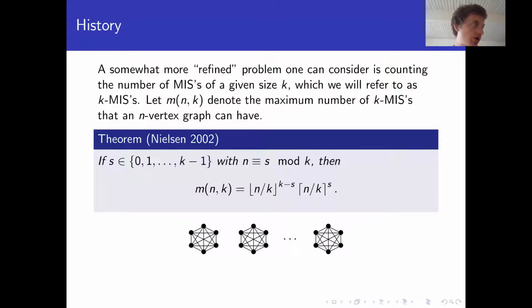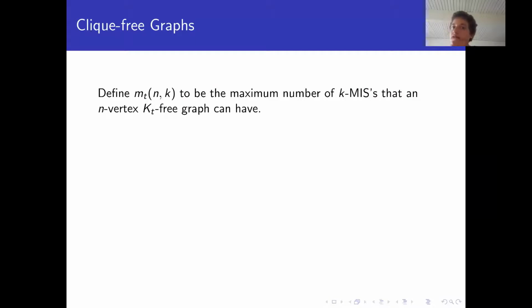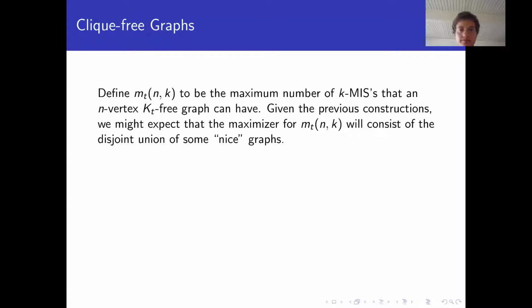And similar to how it went from Moon-Moser to Voïgt-Tusa, you can ask, what if we're far? We have a graph G which is far from a disjoint union of cliques. How much does this m of n and k function change? And that brings us to the central object for this talk, which is m_t and k, the max number of k-MISs that an n-vertex K_t-free graph can have. So this is what we want to explore.